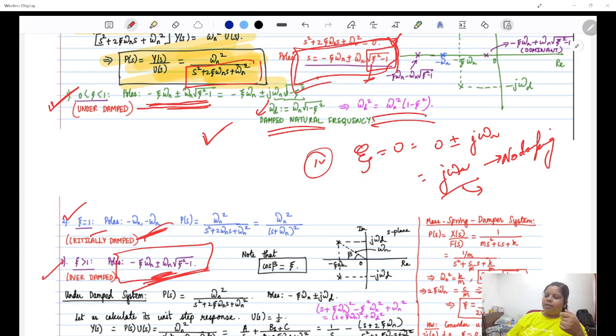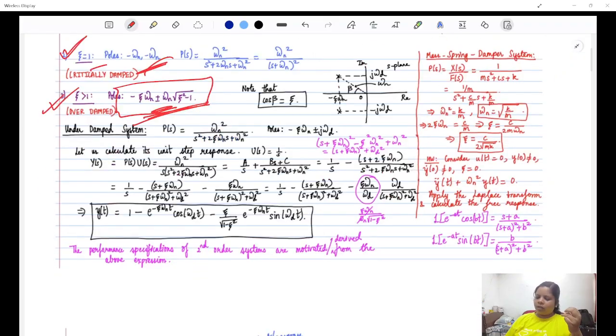So this is a case for underdamped system, this is a case for critically damped system, this is a case of overdamped system. So let's say if I give you a system with some arbitrary numbers, and I want you to tell me if it is underdamped, overdamped, or critically damped, you can directly check the range in which zeta is lying, and then you can accordingly classify if it is underdamped, overdamped, critically damped, or there is no damping.